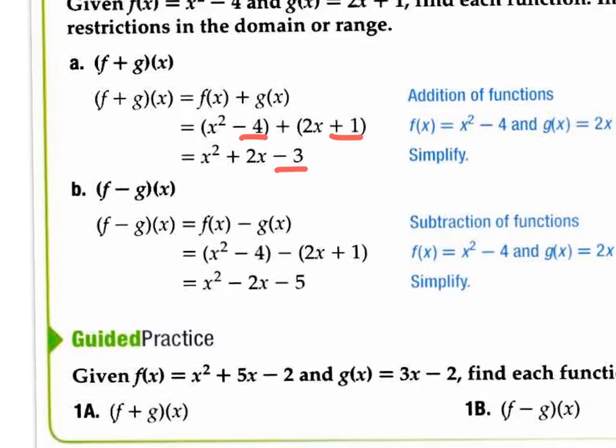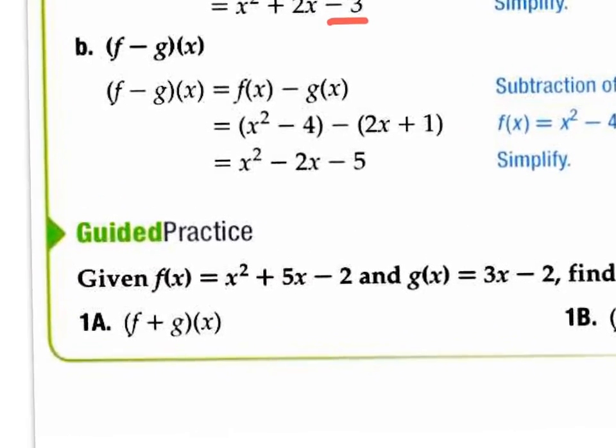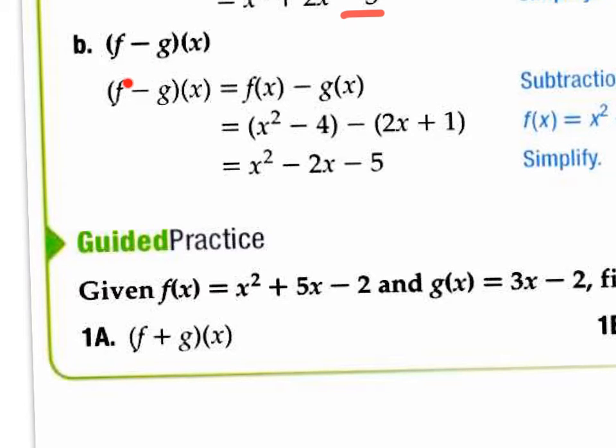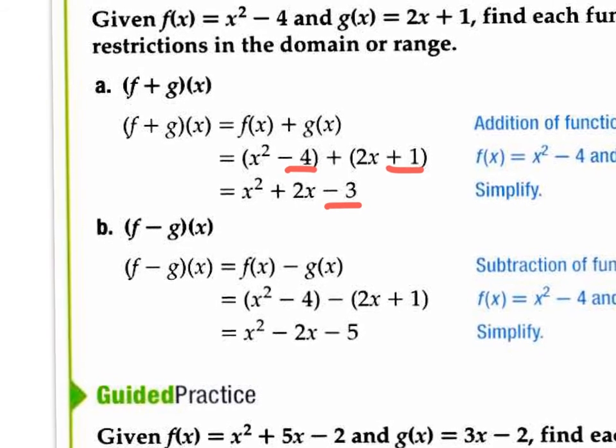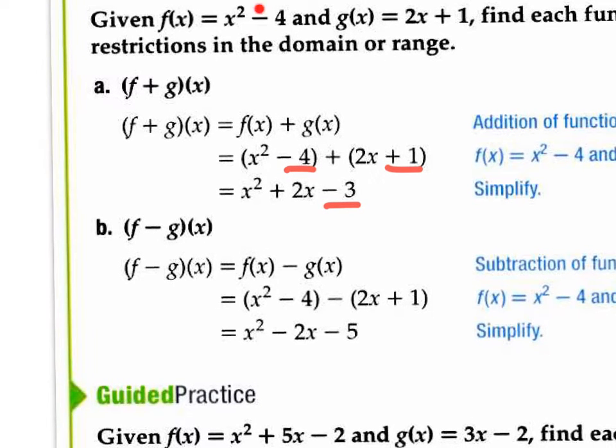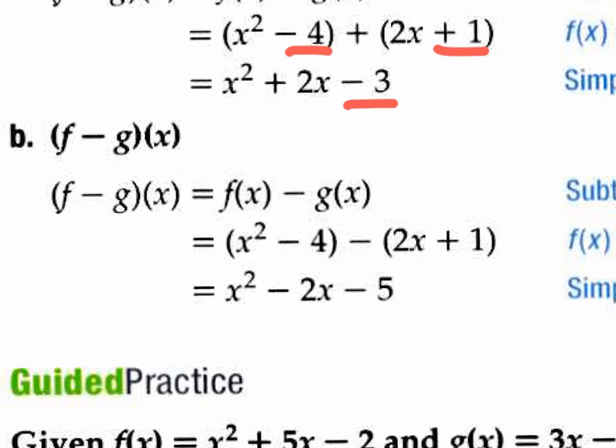The second part, f minus g of x. Again, f minus g of x really just means f of x, take away g of x. Now right here it is important that you plug in with parentheses. So it's important that you take the f of x function, x squared minus 4, and put it right here with parentheses. Take your g of x function, 2x plus 1, plug it right here with parentheses. That way you'll remember to distribute the minus sign that's between the f of x and g of x. If you forget to distribute that minus sign, you're not going to get the right answer.